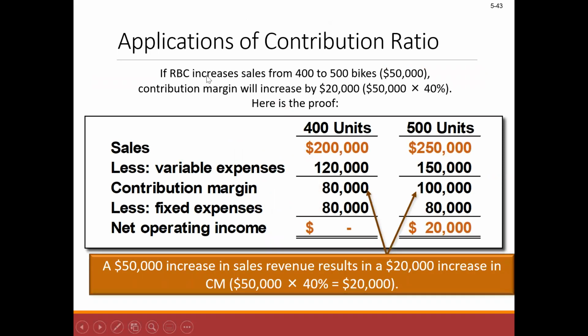So if the bike company increases sales from 400 units, which is the break-even, up to 500 units, the contribution margin will increase by 20,000, which is the extra 50,000 that those additional 100 bikes will bring in times the contribution margin of 40%, right? 100,000.